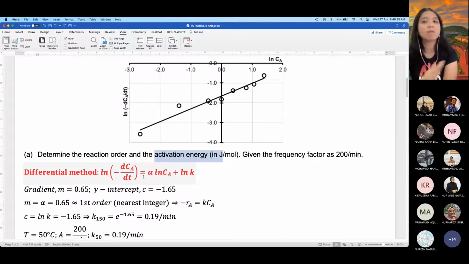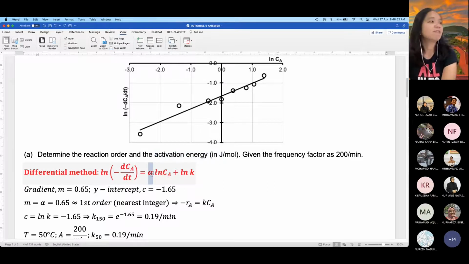So you've learned that if we want to plot a straight line graph, the equation must be in the form of y equals mx plus c. So evidently from the plot, you can see that ln negative dCA per dt represents the y-axis data. Naturally, your ln CA will represent the x-axis data. So ln CA becomes the x-axis data.